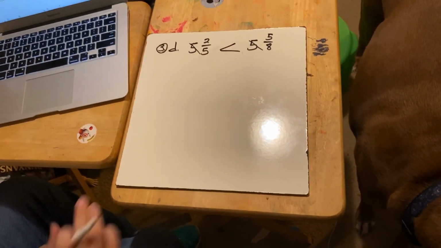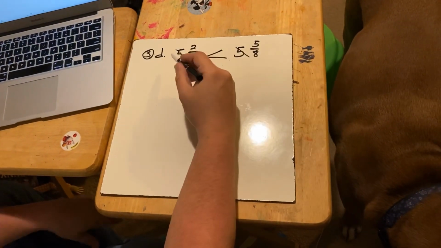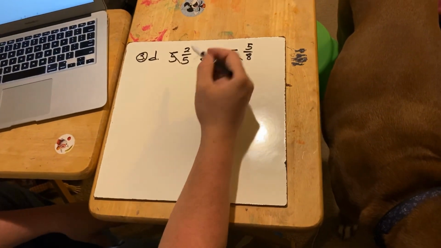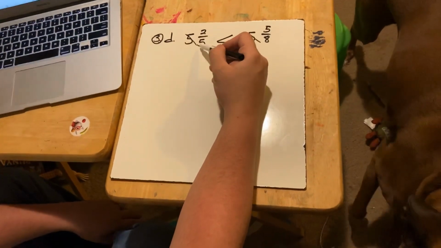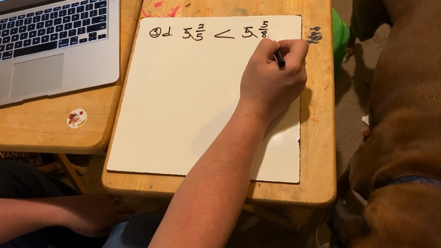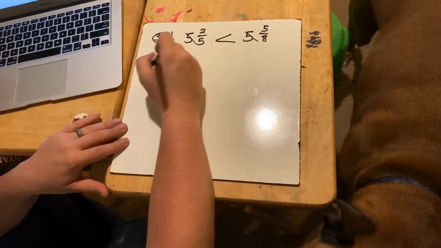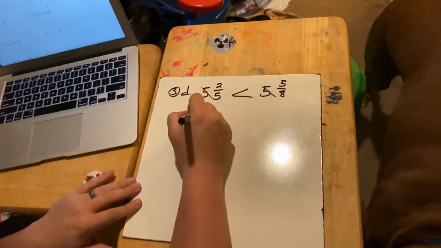there's my answer. I know that because I can ignore my whole numbers because they're the same thing. I look to see my benchmark fraction of 1/2. I know 2/5 is smaller than 1/2 and 5/8 is greater than 1/2. So there's my answer. Let's look at E.